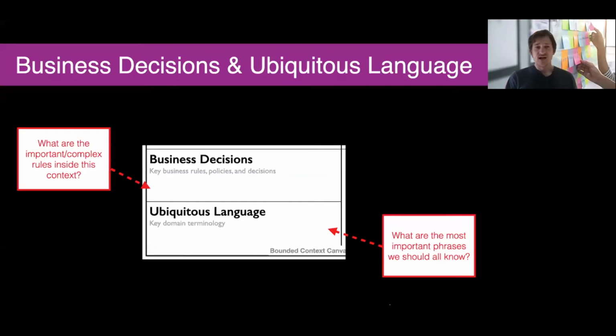So the next section of the canvas is about business rules and policies and ubiquitous language. So if we're saying a context is important, what important decisions does it make? Do they make sense to belong in this context? And also language. If I'm a developer working on this bounded context, what's the most important language I need to know about? Which concepts and phrases are the most important? And we can collaborate with domain experts on these things. We can say to the domain experts, does it make sense for these rules to live here? Are these the words and phrases that you think are most important in this context?